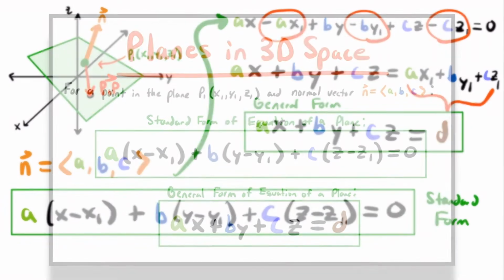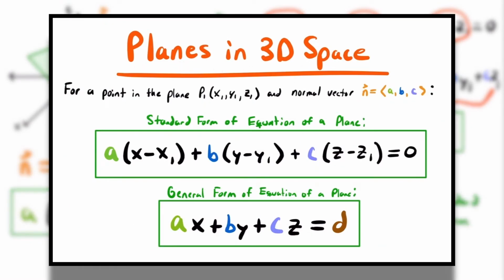And so to summarize, if you want to represent planes in 3D space, you're going to need to know two things. You need to know a specific point in the plane, P1, with coordinates x1, y1, z1, and you need to know a normal vector, or a vector perpendicular to that plane, with components a, b, and c. Then using that vector and that point, you can set up the standard form of an equation of a plane, which looks like this: a times (x minus x1) plus b times (y minus y1) plus c times (z minus z1) equals 0. Simplifying this equation will give you the general form of the equation of a plane, which looks like this: a times x plus b times y plus c times z equal to some constant value d.